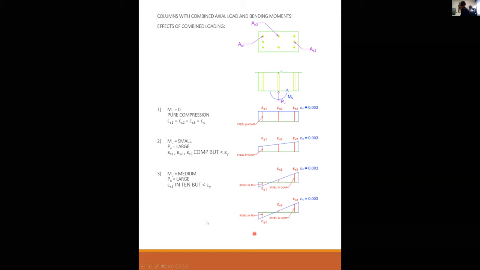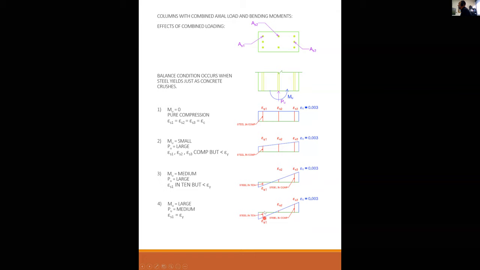And then what if we have a large moment with a medium axial load? Still 0.003 on this side, but now my epsilon S1 could be at its yielding stress. So I could actually be yielding the steel on the tension side and still have compression in the steel on the compression side. And this is actually what's known as a balance condition. The balance condition occurs when the steel yields on the tension side, just as the concrete crushes on the compression side. So this number four is known as a balance condition.